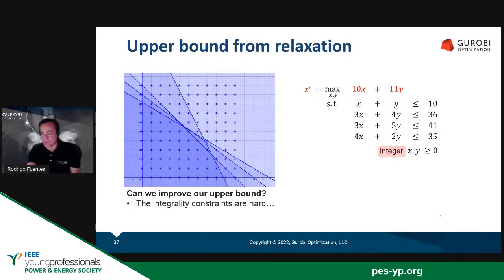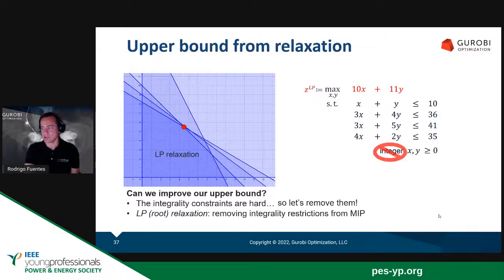These integrality constraints that we have create a challenge for the problem. So let's do something. Let's remove them. Let's remove them for a second, okay? I'm gonna remove the integrality constraints and we're gonna solve this problem. If we solve this problem, when we remove the integrality constraints, what we're doing is something that you will see often referred to as LP relaxation.